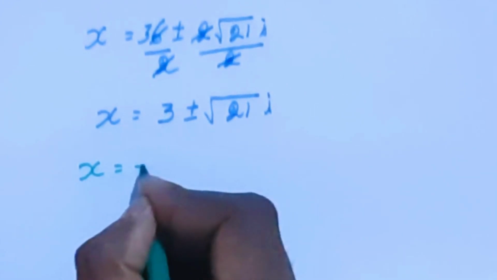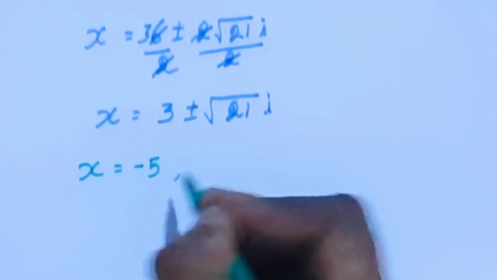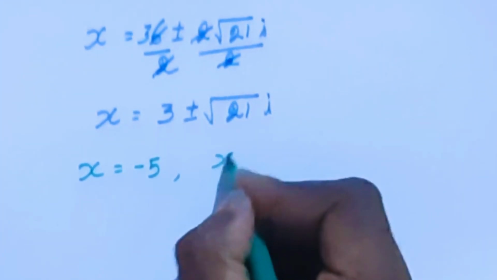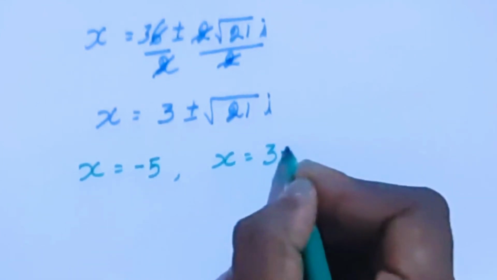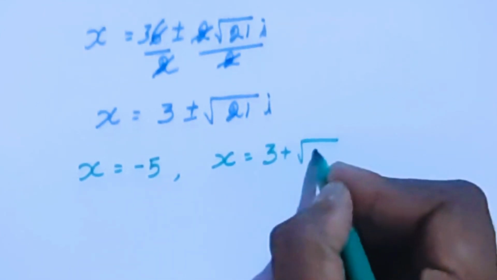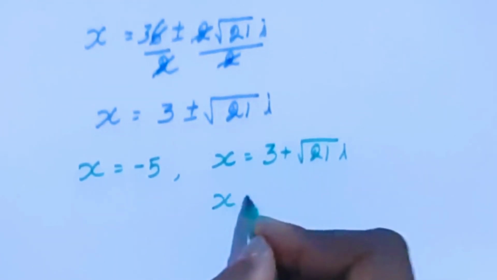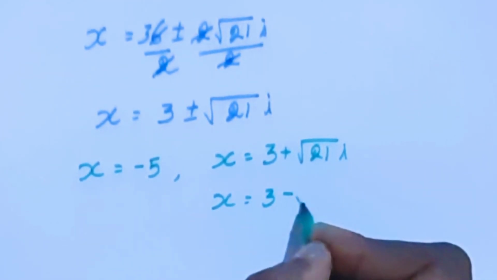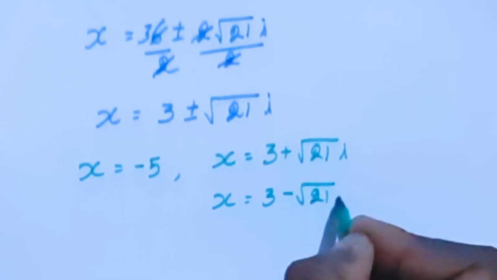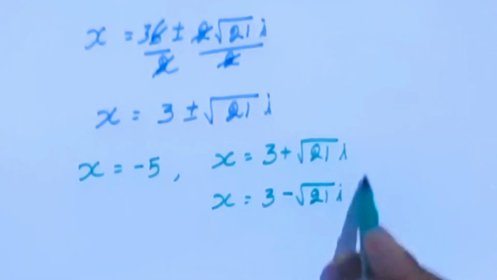Now we have x = -5, this is one, and here x = 3 + √21 i, and x = 3 - √21 i. These are the possible answers for the given problem.